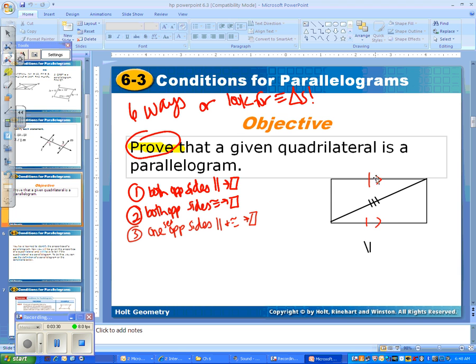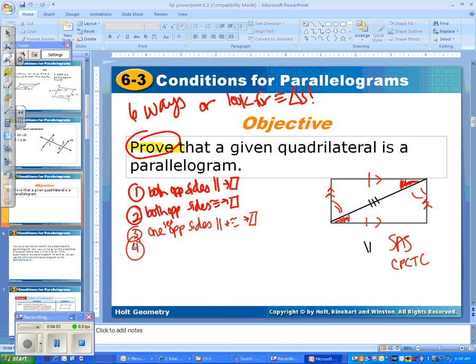Well, if they're parallel, what do we always have? We always have alternate interior angles. So we know that this angle will be congruent to this angle. And we know that this side is congruent to this side. Do we have congruent triangles? Yeah, we have a side, we have an angle, and we have a side. So we have congruent triangles. So by SAS, the triangles are congruent. By CPCTC, we know that corresponding parts are congruent. So that means these angles are going to be congruent to each other, which means these sides have to be parallel. And again, we have a parallelogram.